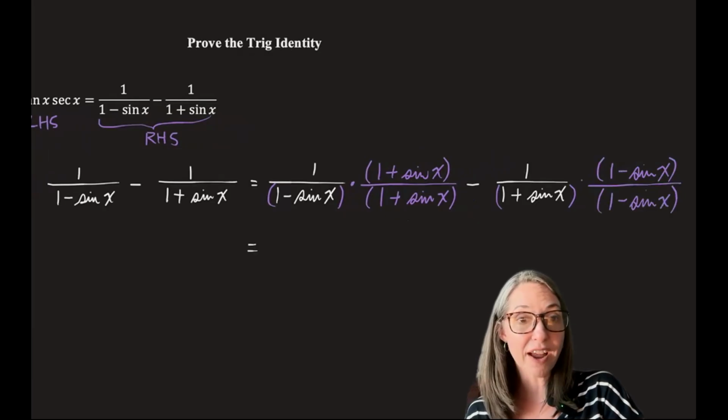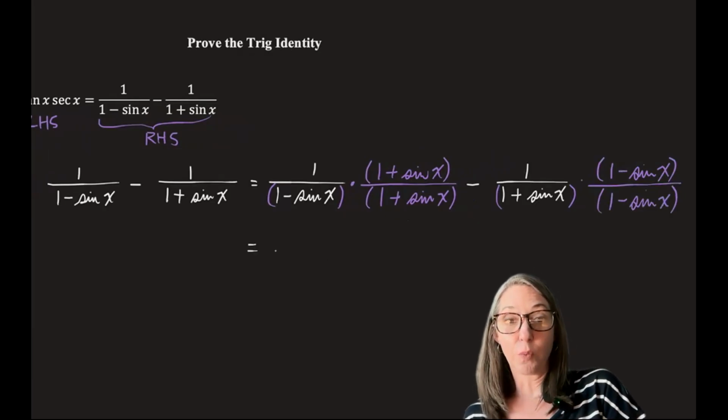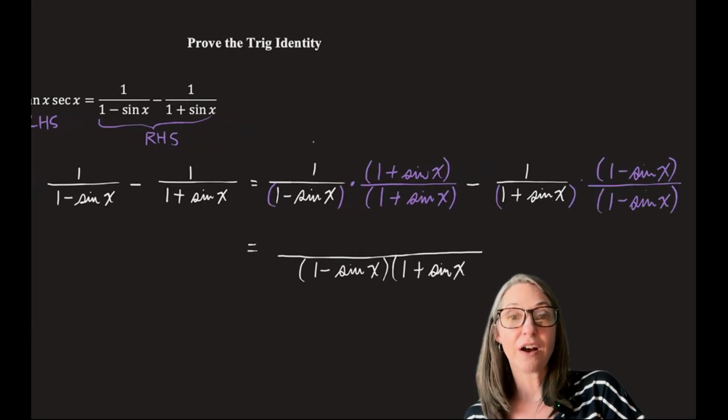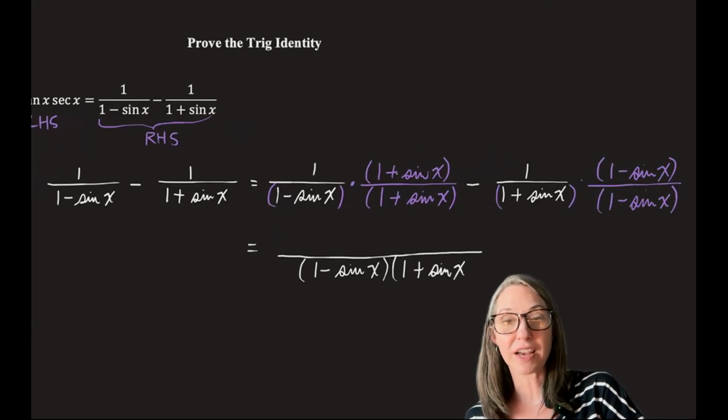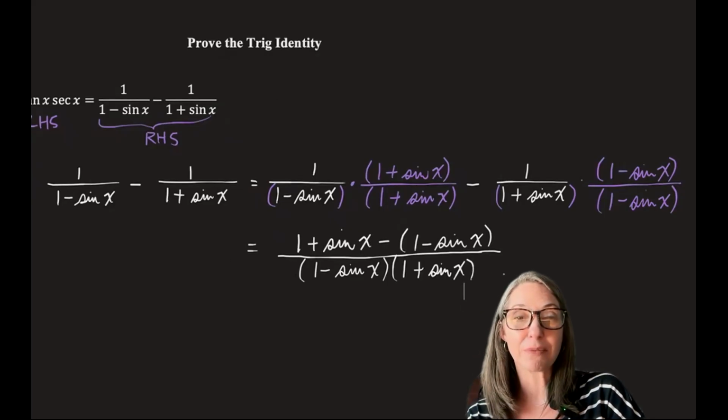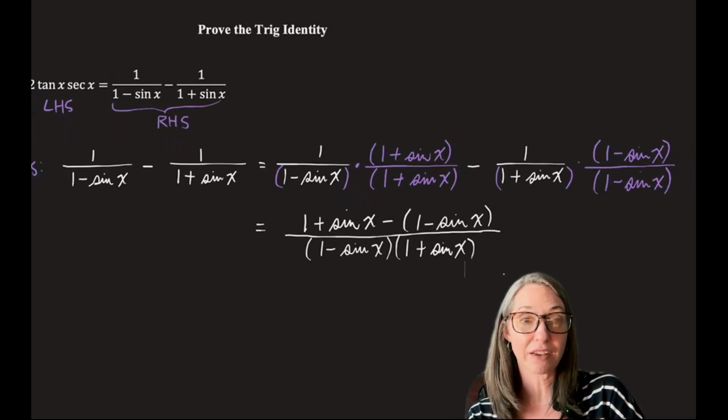Now we can go ahead and subtract the fractions with one big denominator, which is the product of those two factors. I'll just leave it like that right now: 1 minus sine of x times 1 plus sine of x. On top, we have 1 times 1 plus sine x, which would just be 1 plus sine of x, minus 1 times 1 minus sine x. Make sure you put parentheses around that 1 minus sine x because it is being subtracted, so that negative will distribute. Okay, there's a lot we can do here. Hopefully you see some things. If not, you just have to really be willing to try something, okay?